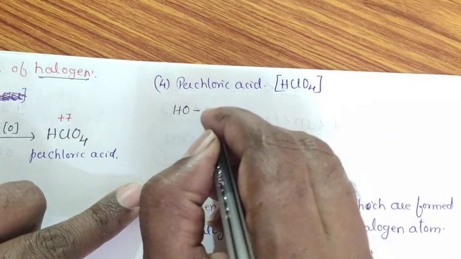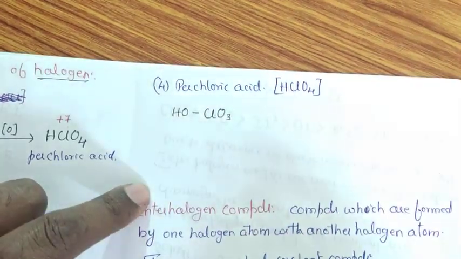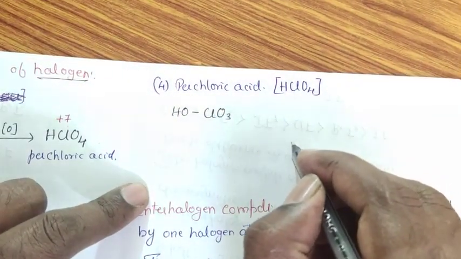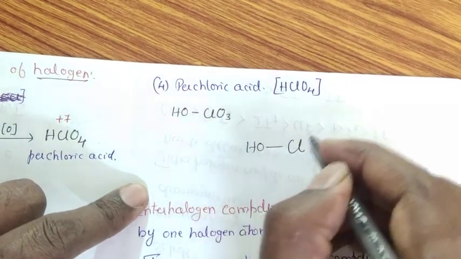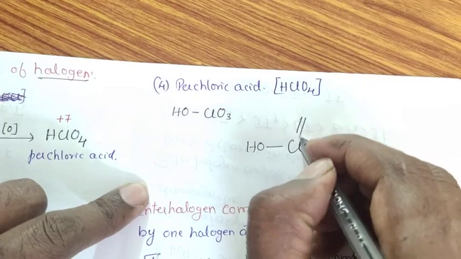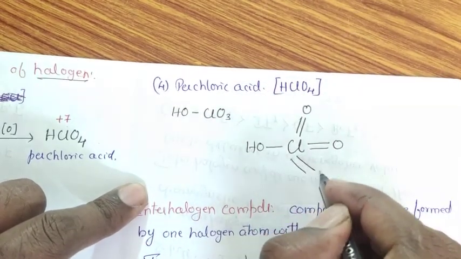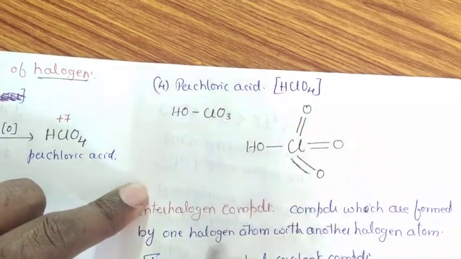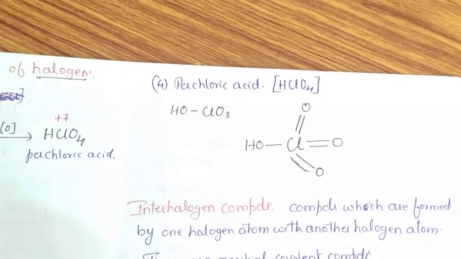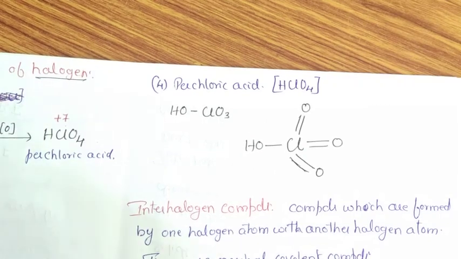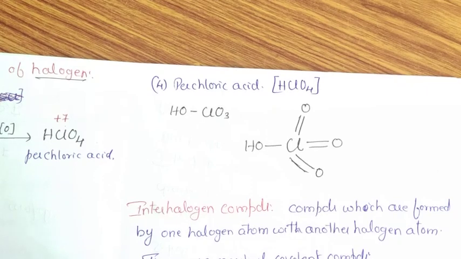OH, ClO3. Okay. Then chlorine will be here, single bond, double bond O, double bond O, double bond O. So in all these three cases, all the lone pair electrons are involved in the bond formation with oxygen as well as the hydroxyl group, therefore they do not contain any unpaired electrons.